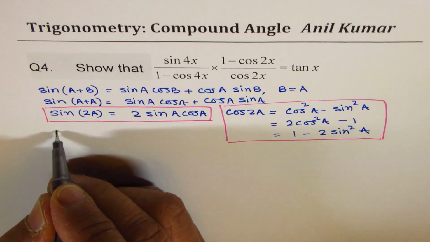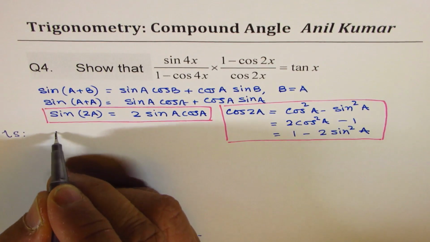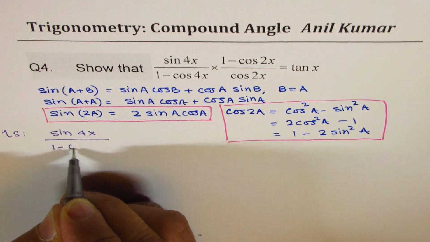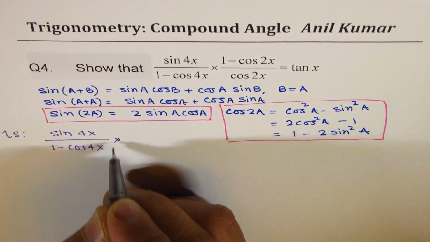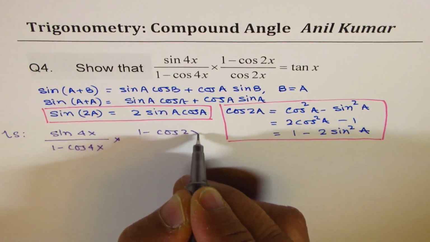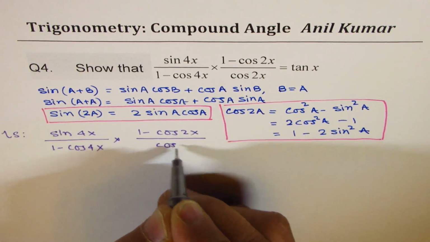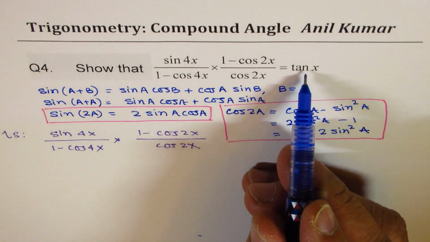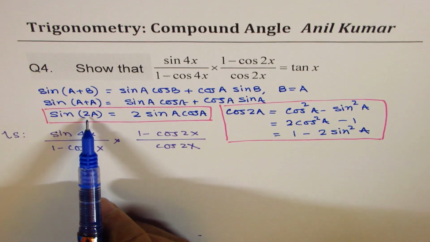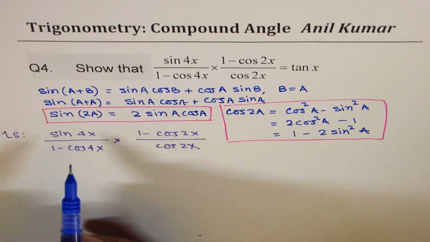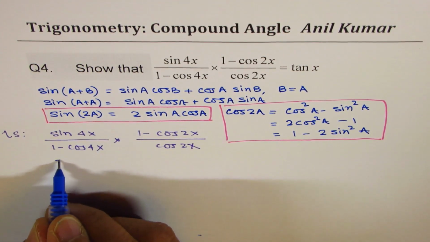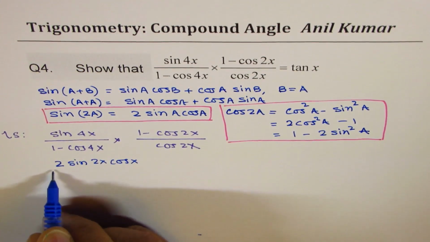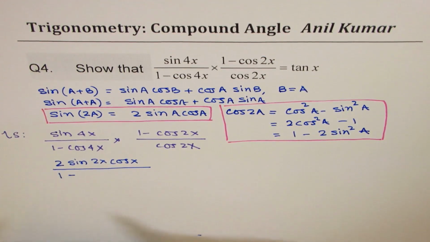The question here is, let's write down the left side: it is equal to sine 4x divided by 1 minus cos 4x, times 1 minus cos 2x divided by cos 2x. So we'll start with the left side and try to show it as equal to tan x. So we'll apply the double angle formula. So sine 4x could be written as twice sine of 2x cos 2x, perfect, divided by 1 minus.